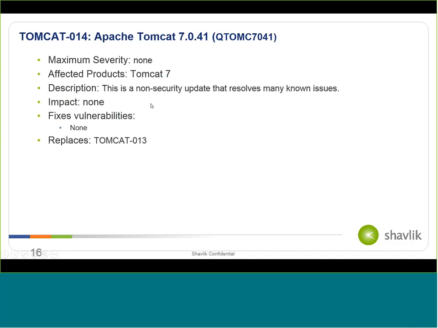The next update here was for Tomcat. This is the Apache Tomcat 7.0.41 update. There's actually been a reported 7.0.42 update as well, but that one looks like it's still in development and just available in maybe a beta capacity right now, so there's probably another one coming here shortly.